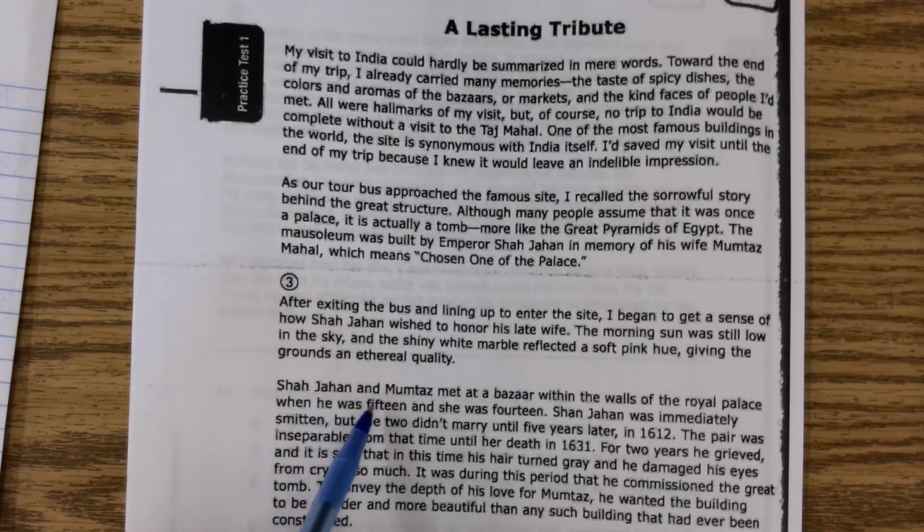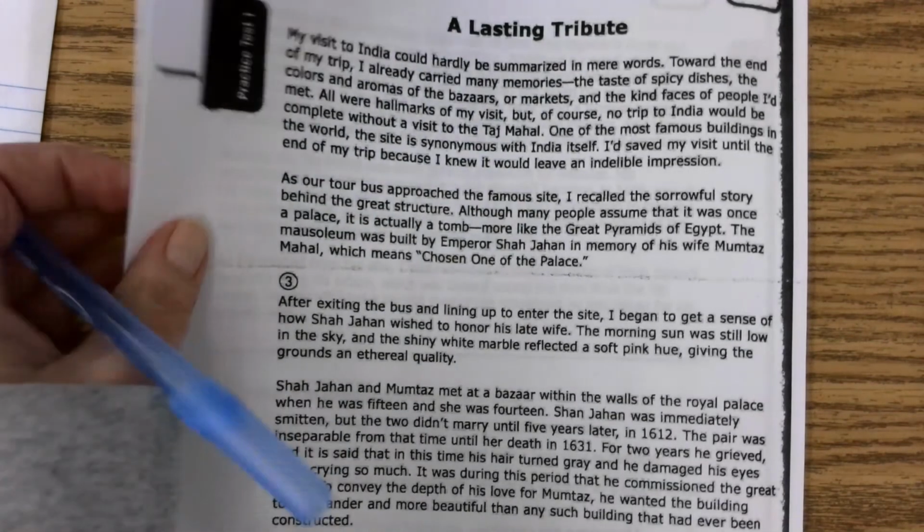Shah Jahan and Mumtaz met at a bazaar within the walls of the royal palace when he was 15 and she was 14. So see, now it sounds like a report. Shah Jahan was immediately smitten, but the two didn't marry until 5 years later, in 1612. The pair was inseparable from that time until her death in 1631. For 2 years he grieved, and it is said that in this time his hair turned gray and he damaged his eyes from crying so much. It was during this period that he commissioned the Great Tomb.